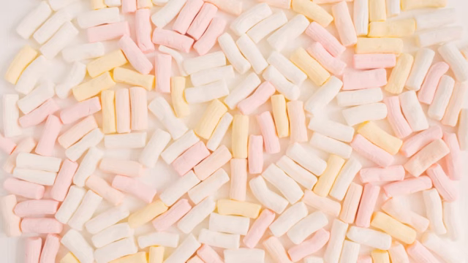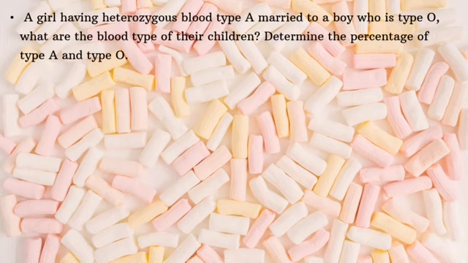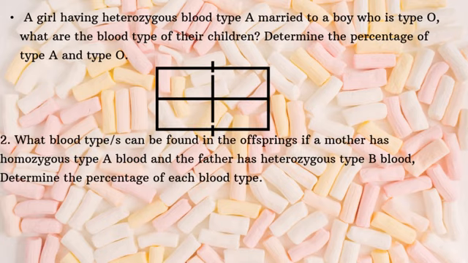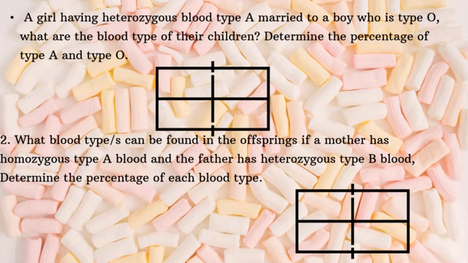And after that, you are going to have your seat work for today. So you better listen, and I suggest that you take down notes and try to answer this also. For problem number 1, a girl having heterozygous blood type A married a boy who is type O. What are the blood types of the children? Determine the percentage of the type A and type O using Punnett square. For the number 2 problem, what blood type can be found in the offspring if a mother has homozygous type A and the father has heterozygous type B blood? Determine the percentage of each blood type using Punnett square.